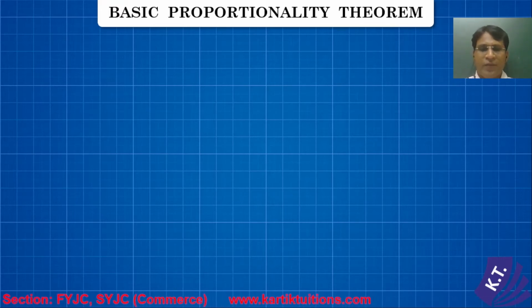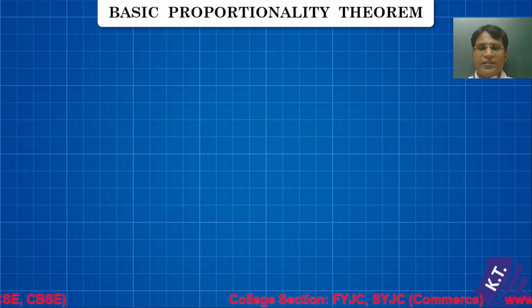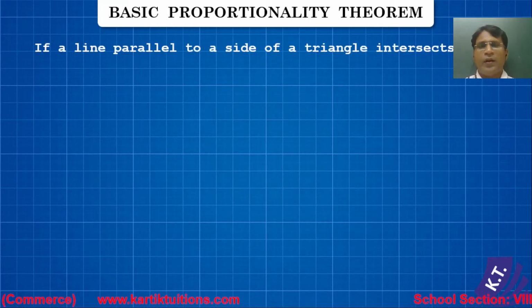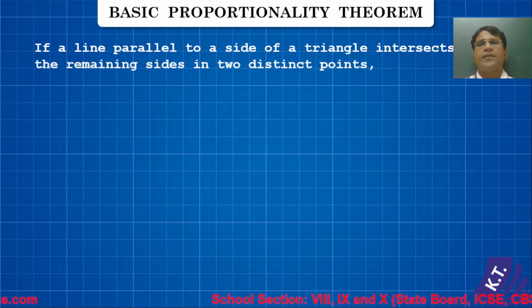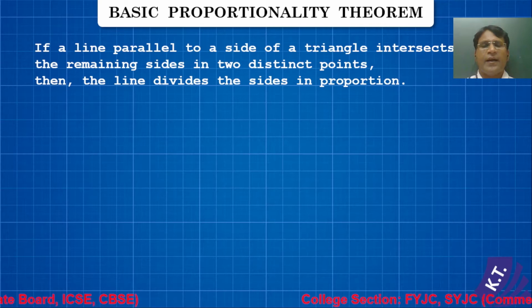Let's start with the theorem. Now, this is one of the very important theorems from the chapter similarity. Usually it comes in board exams for 4 marks. So let's start. Let's understand the statement first. If a line parallel to a side of a triangle intersects the remaining sides in two distinct points, then the line divides the sides in proportion. I am sure by the statement you must not have understood anything. So let's try to visualize this.